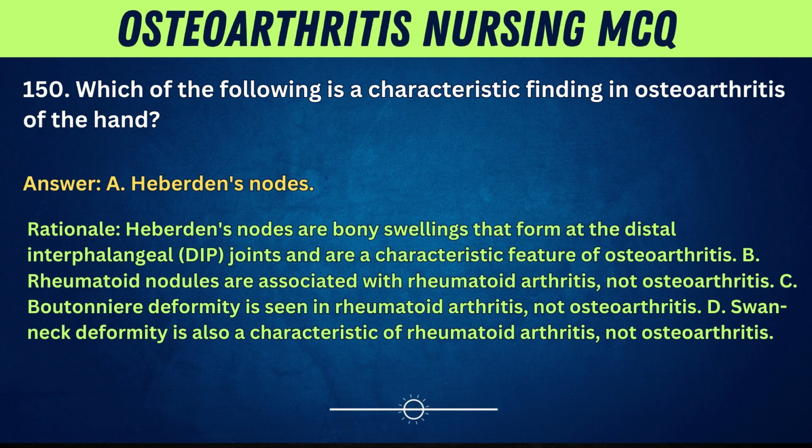B. Rheumatoid nodules are associated with rheumatoid arthritis, not osteoarthritis. C. Boutonniere deformity is seen in rheumatoid arthritis, not osteoarthritis. D. Swan neck deformity is also a characteristic of rheumatoid arthritis, not osteoarthritis.